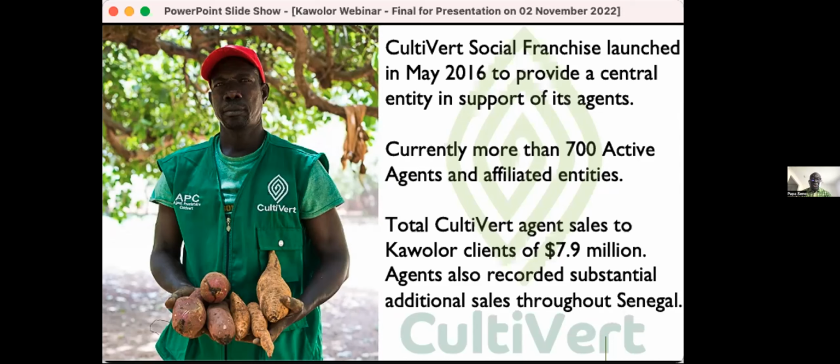And they have also a flourishing business. As you can see, there is the number of sales that they made within the Kawolor clients, but they also do a lot of sales in other communities. So it's a pretty good business for them. It's also a pretty good service and product for the communities.